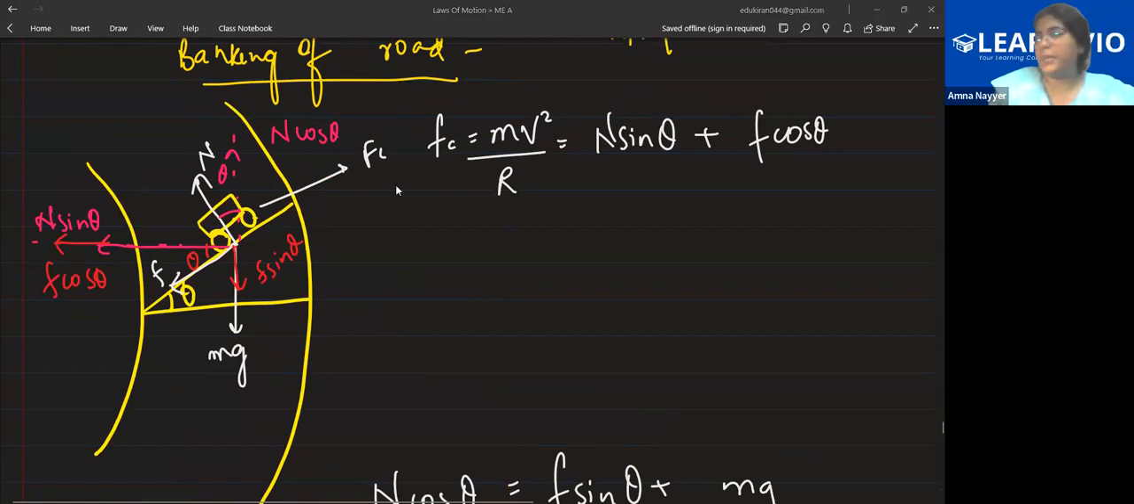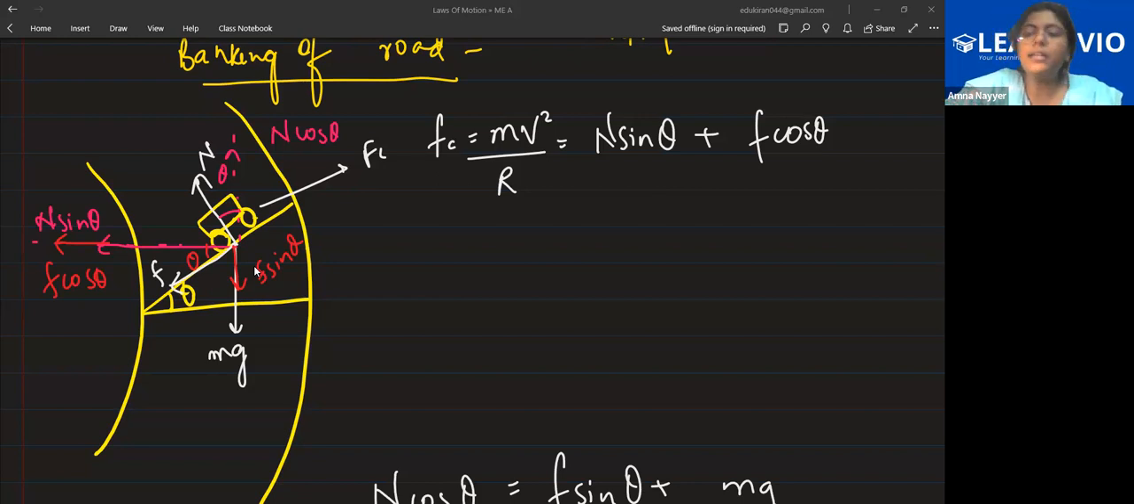Class, what's the difference between a banking of road and bending of road? Bending of road simply means the road was made into the form of a circle. A curve was made. Now, when we're talking about the banking of road, the road is raised to a little level. That is the inclination. So bending means simply the road has been turned, a curve has been made. Banking of road means the road has been elevated. This is the difference which you should remember.